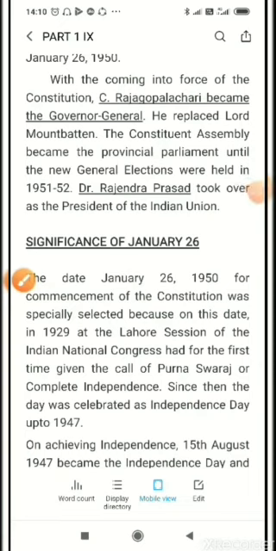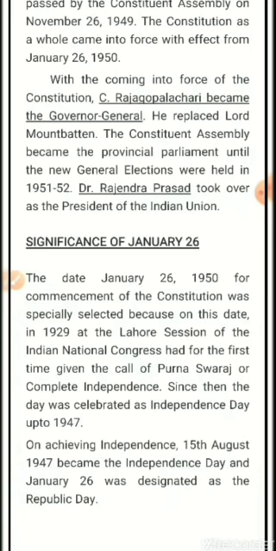Significance of January 26. The date January 26, 1950 for commencement of the Constitution was specially selected because on this date in 1929 at the Lahore session of the Indian National Congress had for the first time given the call of Purna Swaraj or complete independence. Since then, the day was celebrated as Independence Day up to 1947. On achieving independence, 15th August 1947 became the Independence Day and January 26 was designated as the Republic Day.